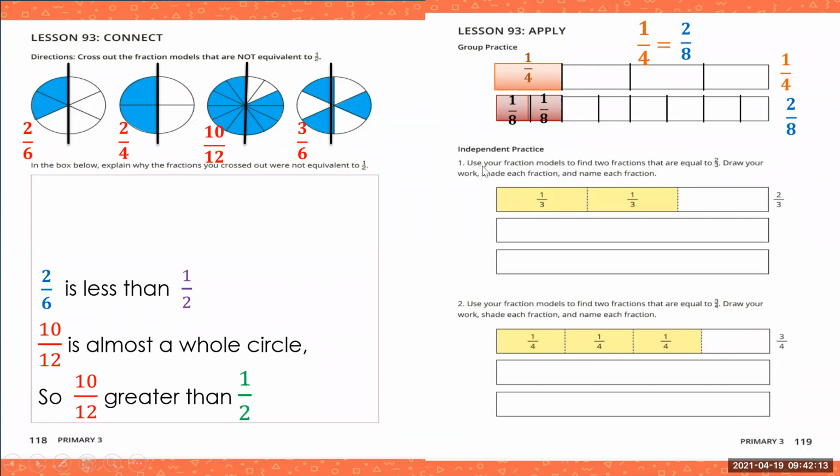Okay, number 1. I give you a rectangle divided into 3 equal parts. Each part is a third, and I colored 2 parts out of 3. I want to find the equivalent for them. If I divide the second rectangle into 6 equal parts, let's color till this point, till the 2/3, like this.